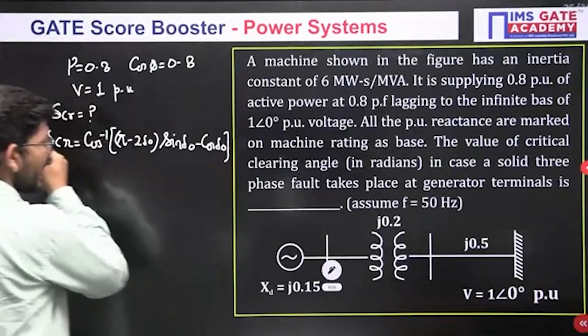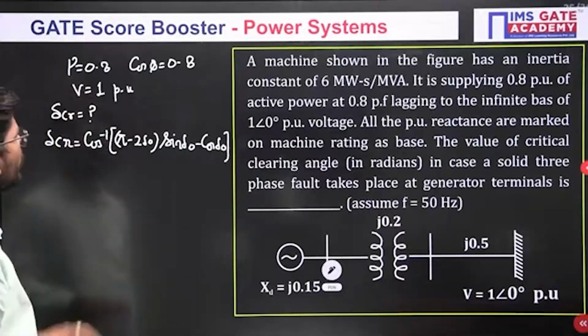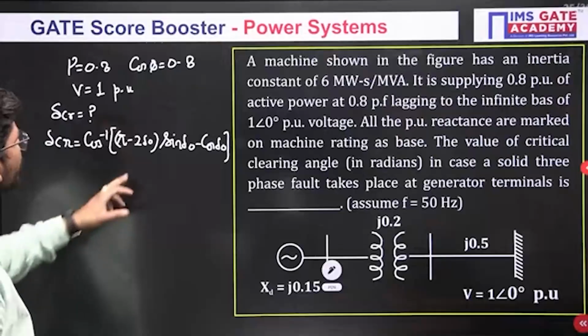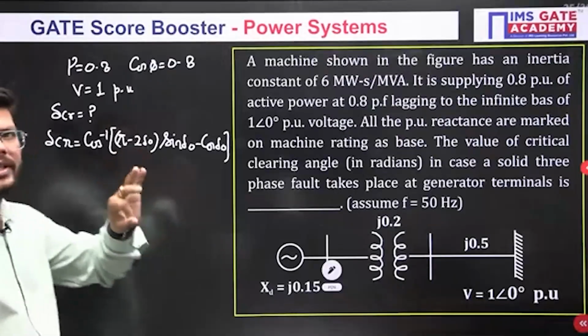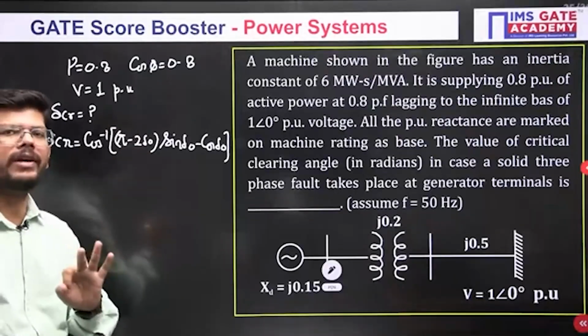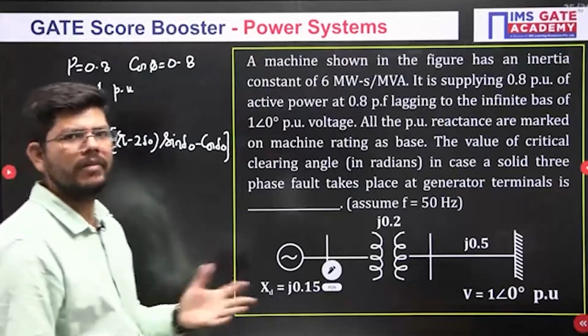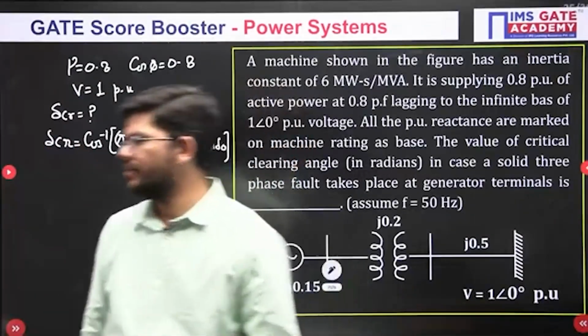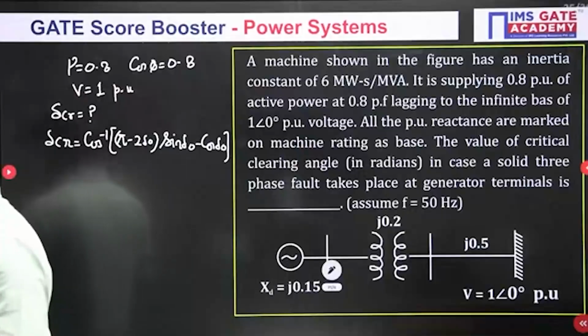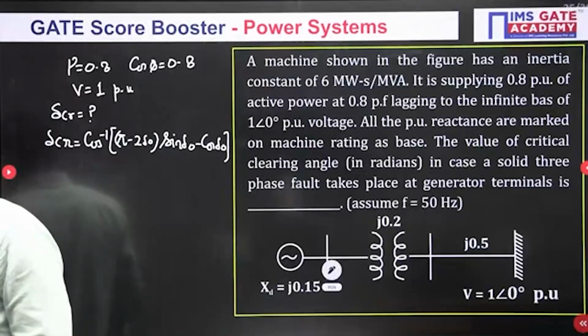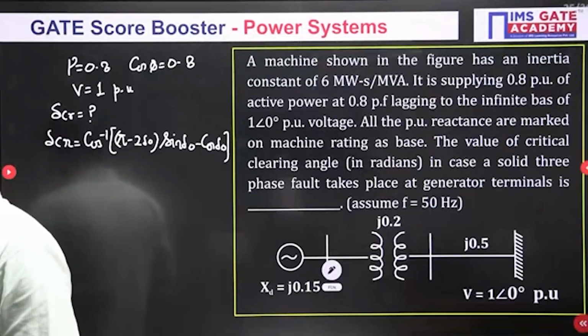In this formula, what do we have and what don't we have? We don't have the value of del naught, and this is the only thing that we require. So we have to calculate the value of del naught. Otherwise, there is nothing very tough in this question. So how can we get the value of del naught?